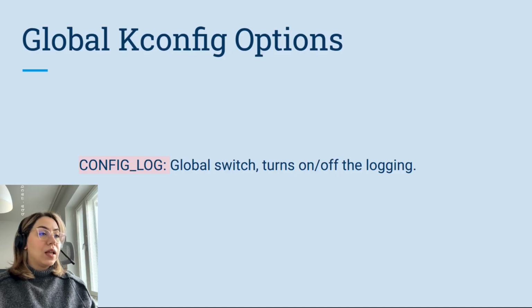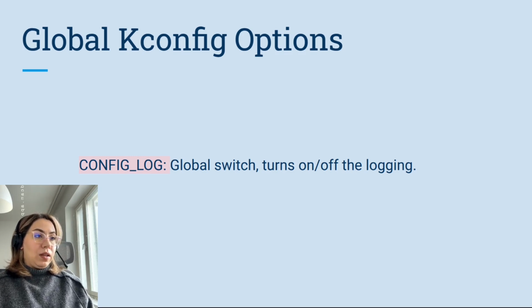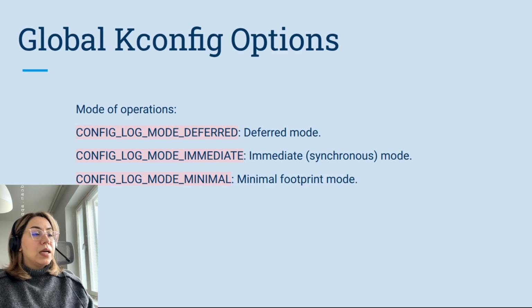In Zephyr, logging is controlled using Kconfig options. The most important ones are CONFIG_LOG, which enables and disables logging. It turns the logging off and on. We also have configuration for different modes of operation, for example, deferred mode, immediate mode, and minimal mode.